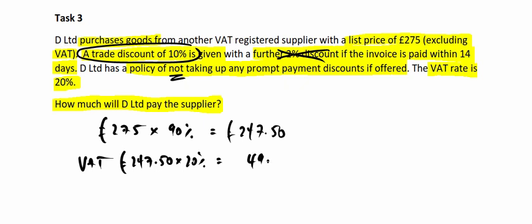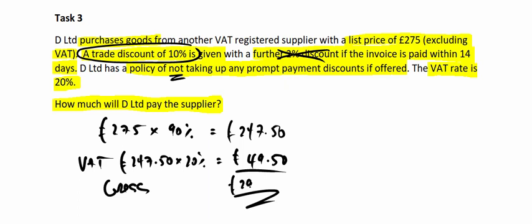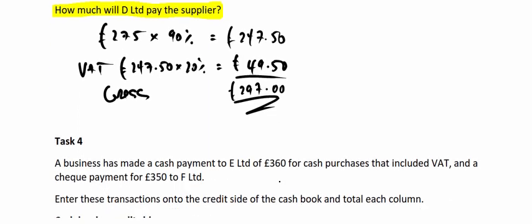That gives me £49.50 of VAT, giving the full gross value as £297, and that's the amount that Delimited will pay the supplier, assuming that they don't take up the 2% prompt payment discount.